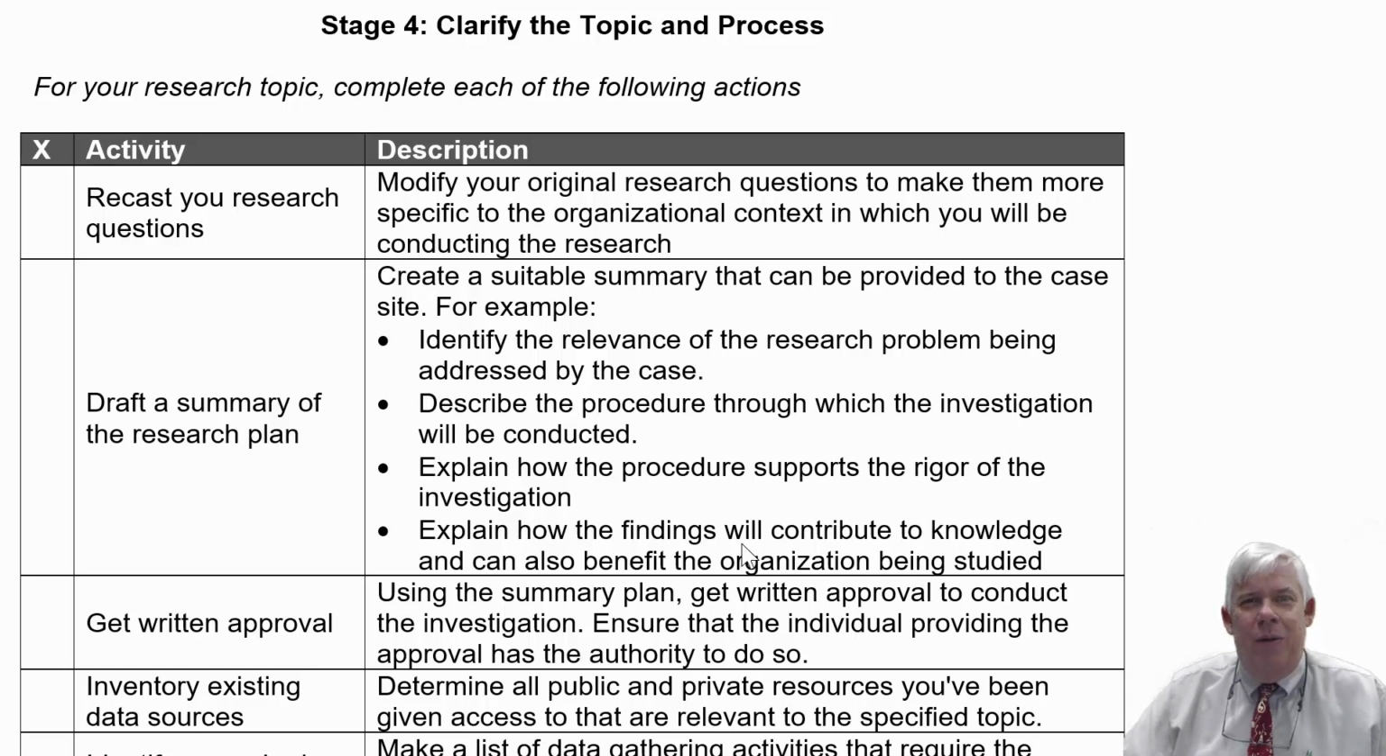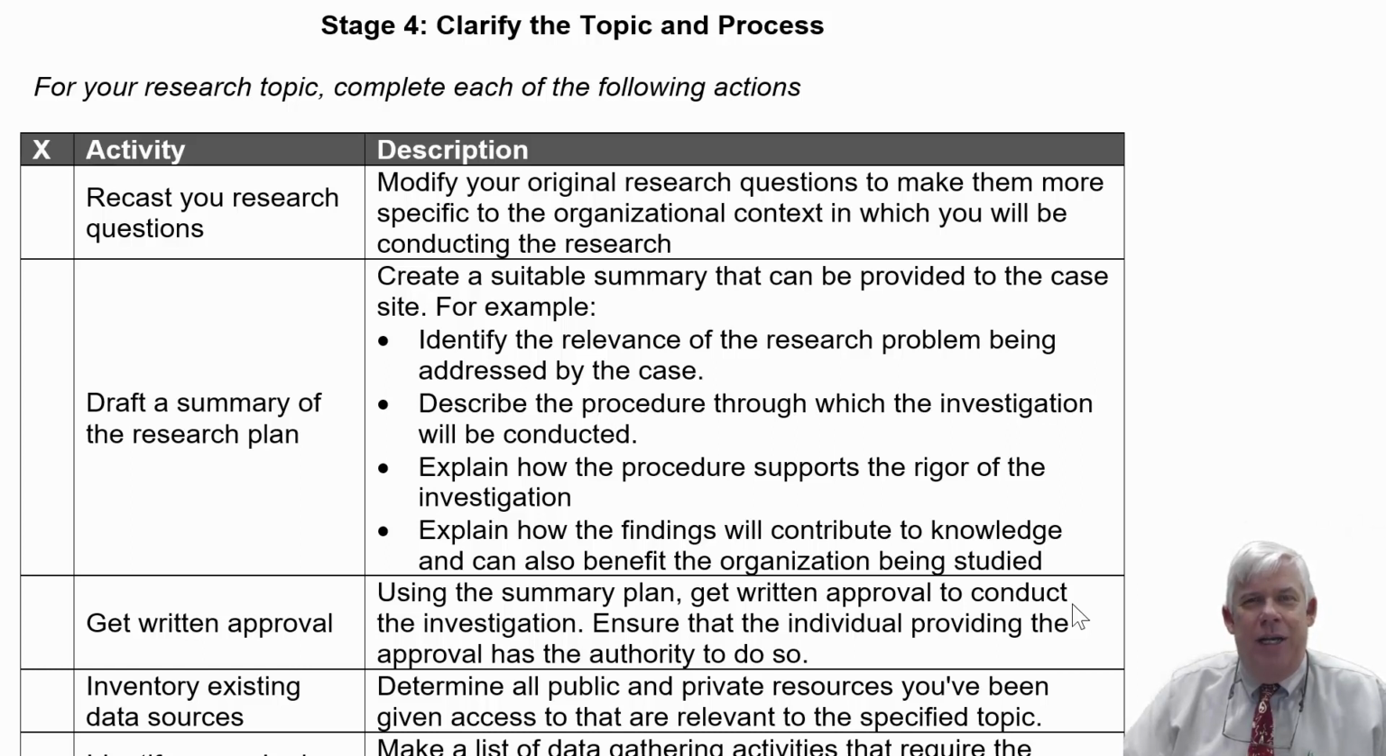Finally, you want to emphasize how successful conduct of the research can benefit the organization and the broader research community. And the organization, of course, is going to be particularly interested in how it benefits the organization. Once you've got that document, which should give you a pretty good outline of how the research is going to be conducted, you need to get some sort of written approval.